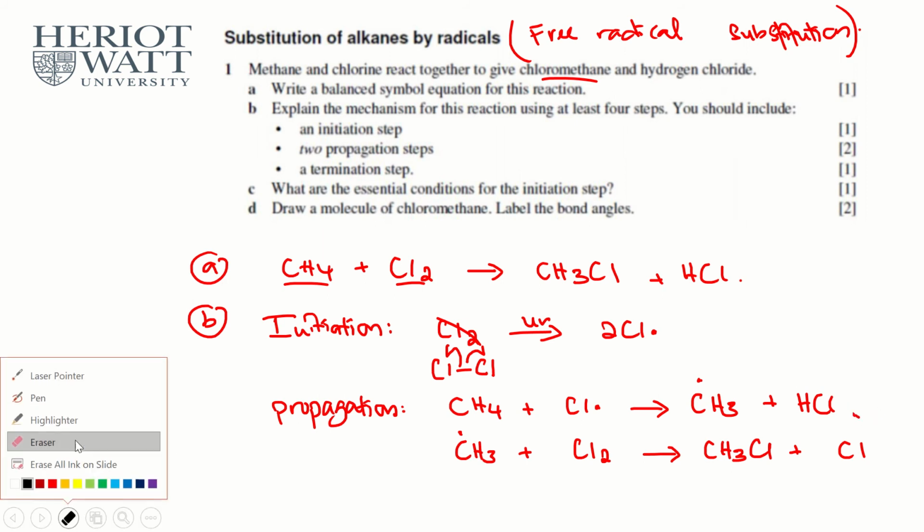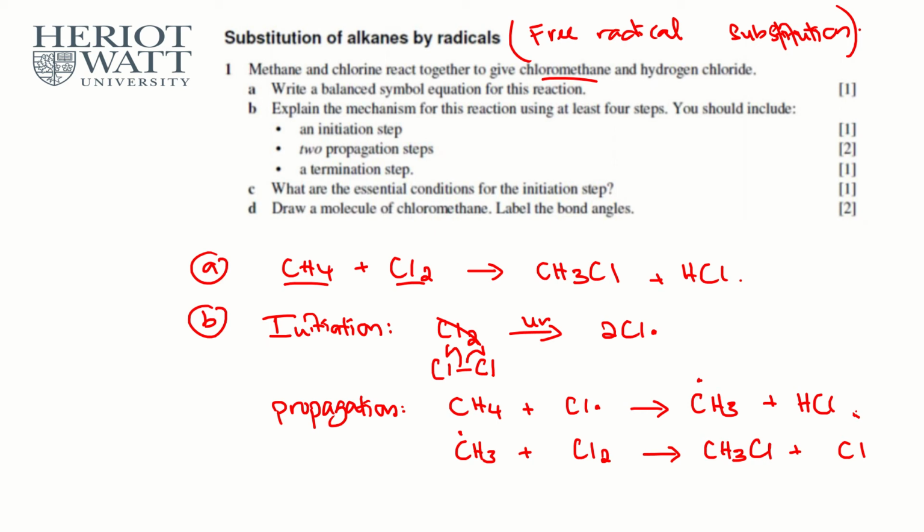It's fine. So that's not radicals, that's a dot. So these will be radicals, right? So why only two propagation steps? Because in this case, from the overall equations here, the products required will be CH3Cl, which we already obtained, and HCl as a byproduct, which we already obtained as well. Also, the last step will be terminations.